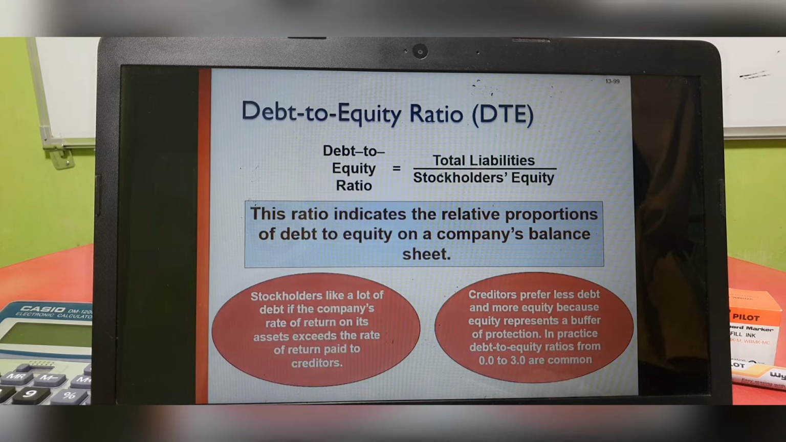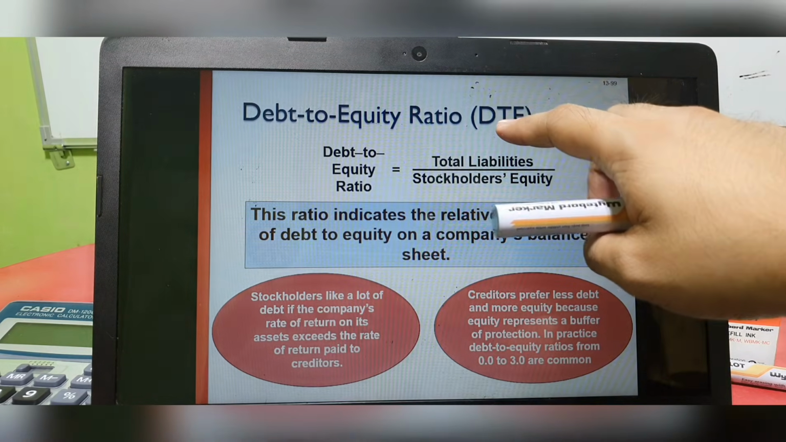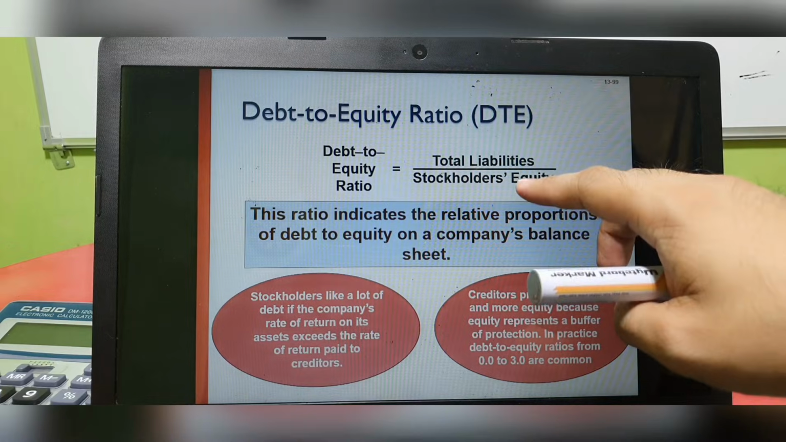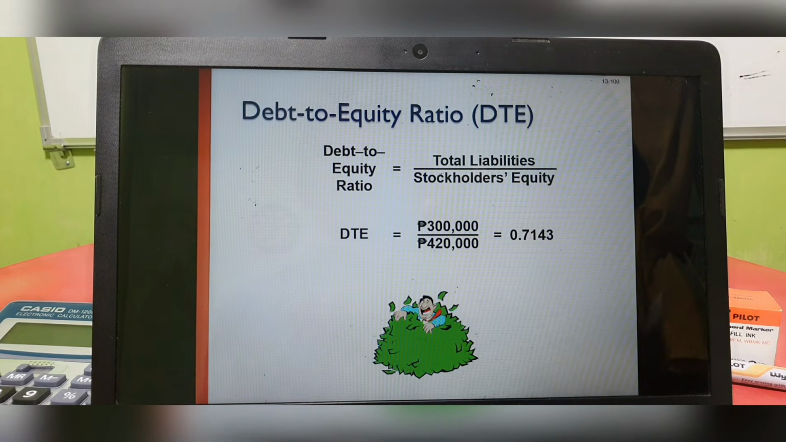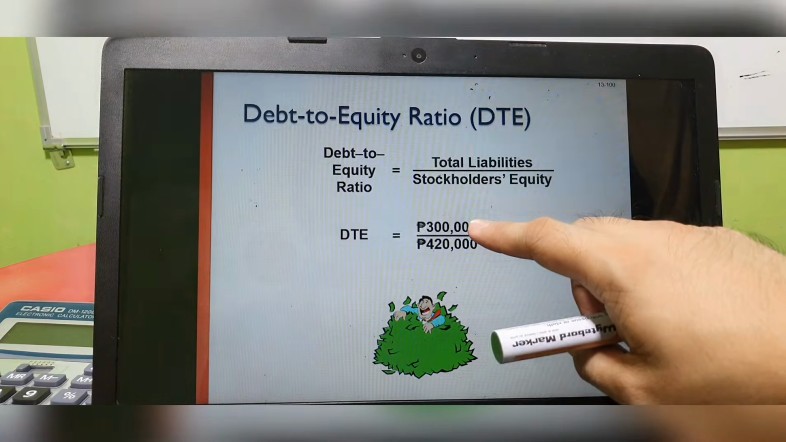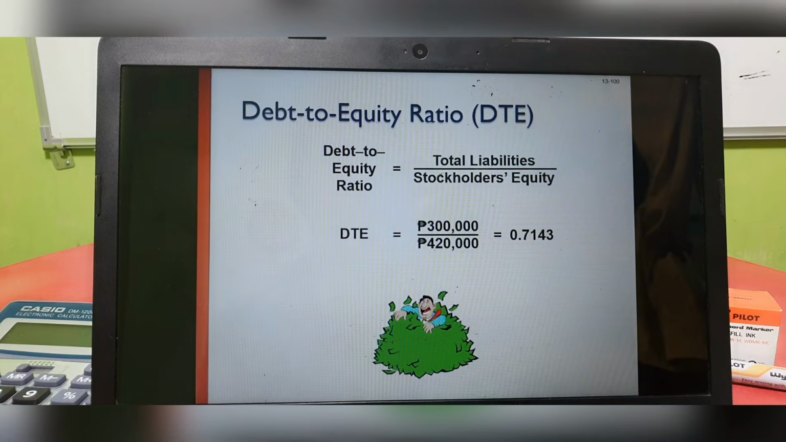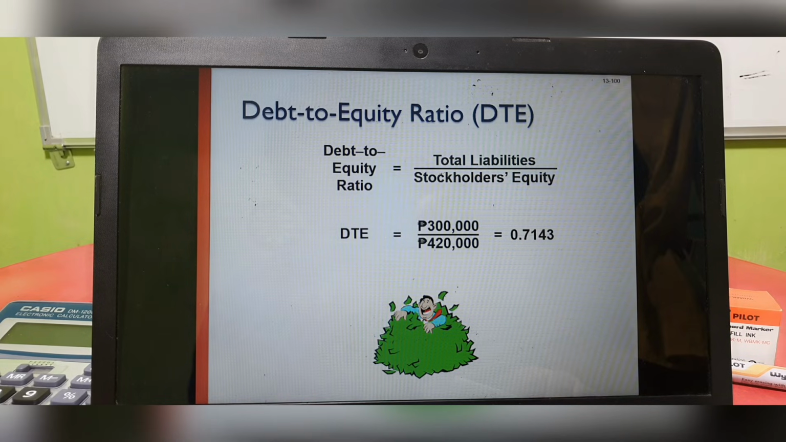Okay. Debt to equity, pinapakita lang yung proportion ng debt as compared to equity. So, pangalan pa lang uli ng ratio, formula na, total liab over total shareholders equity. So, we have here 300,000 na total liab, shareholders equity na 420,000. So, ang ratio nila is 0.7143:1. Okay, mas marami ang shareholders equity, mas marami ang owner's equity compared sa liability.